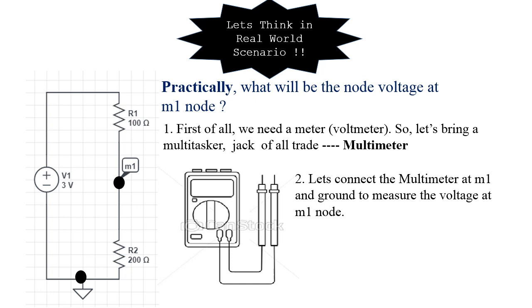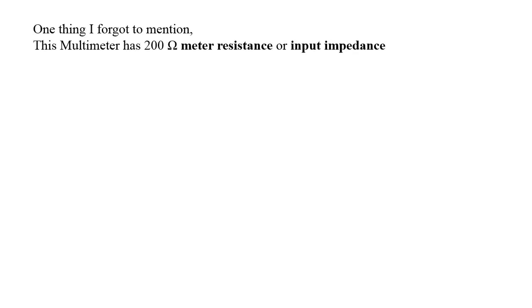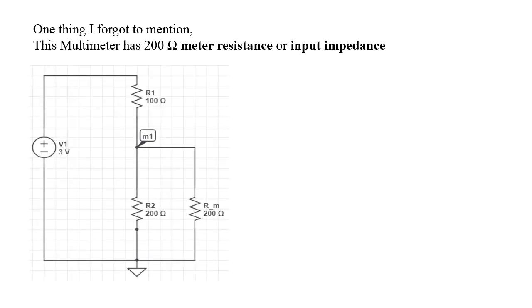Now there is one thing I forgot to mention: the multimeter has some kind of input impedance or meter resistance. Let us take that meter resistance as 200 ohm. So when the multimeter is connected to some circuit to measure some voltage, it will have some resistance. So now the actual, practical circuit of the whole system, the circuit and the multimeter combined, will be like this. Here the resistance Rm comes from the multimeter, and it is connected in parallel with R2, that is in between the M1 node and the ground. Now this will be your actual scenario.